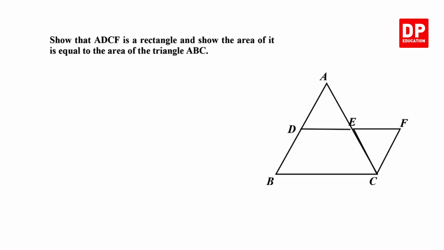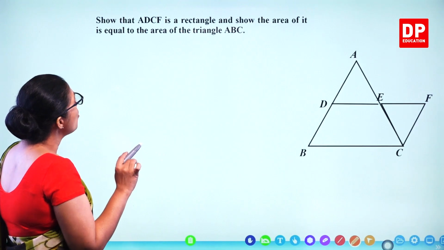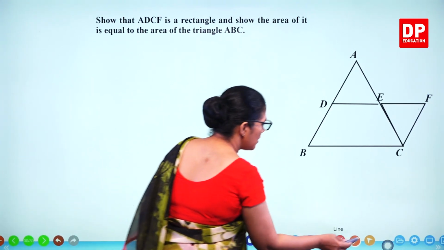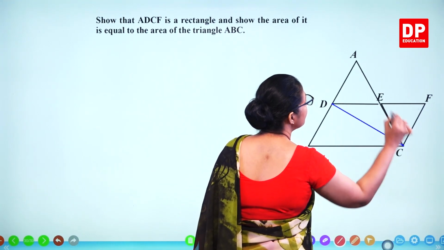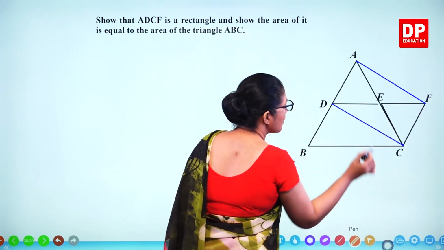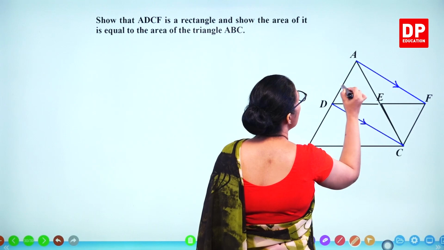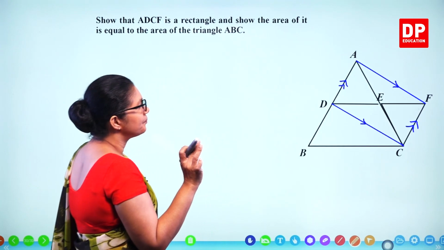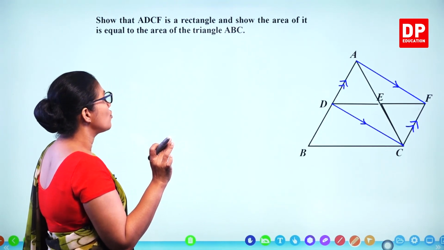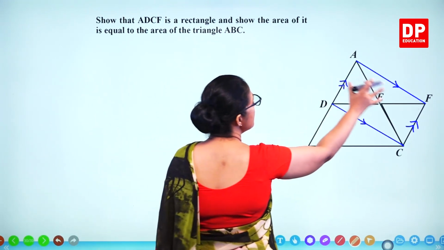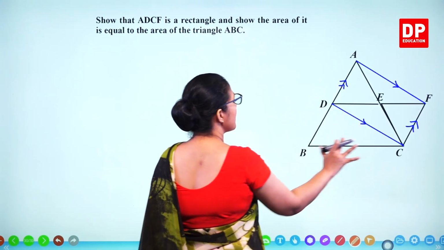Now we showed that ADCF is a rectangle. Show the area of it is equal to the area of the triangle ABC. Now let's draw this. So we know these two lines are parallel. This is a rectangle and 90 degree as well. What can you say? So you have to show that area of ADCF is same as ABC triangle.